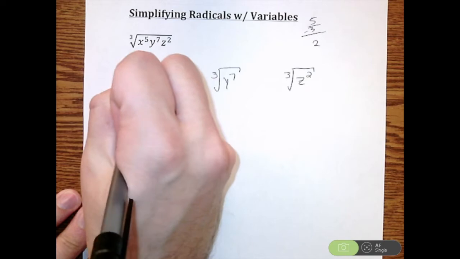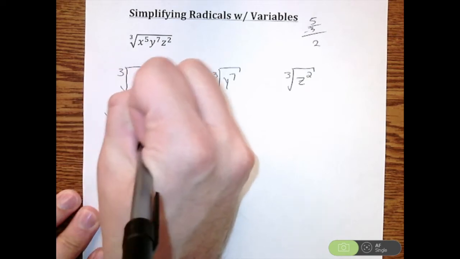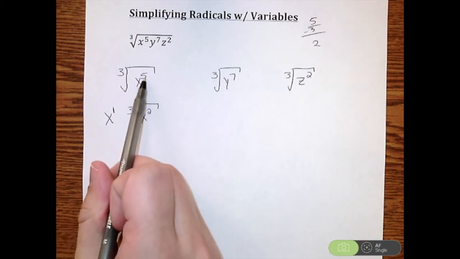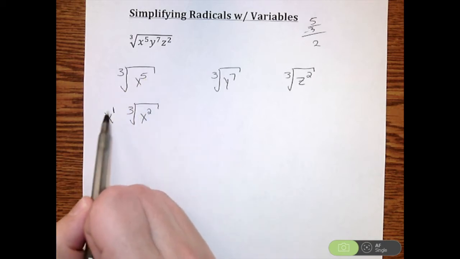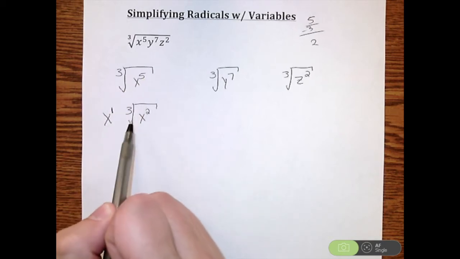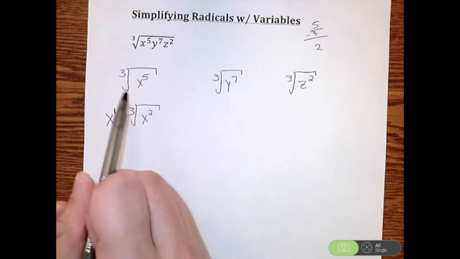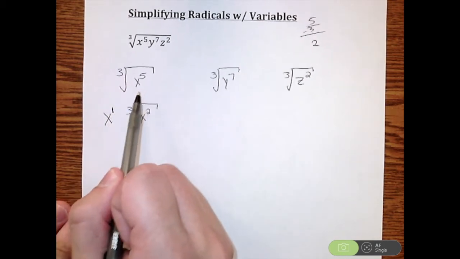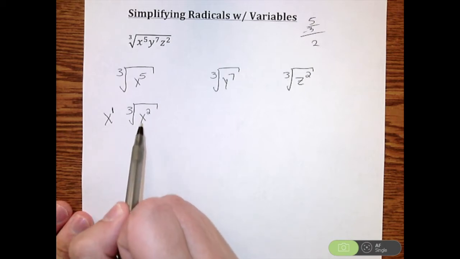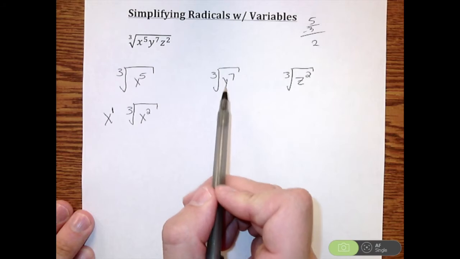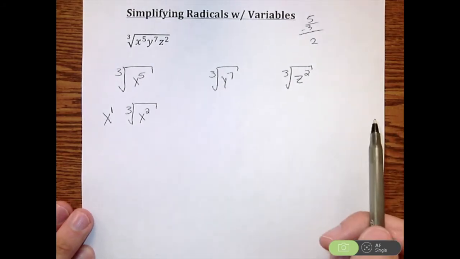Whatever the remainder is, we're going to leave that on the inside, and that's going to become the exponent on the inside. So whatever you can take out becomes your exponent for the variable on the outside of the root. Whatever your remainder is attached to the exponent on whatever variable is left on the inside. So if I simplify the cubed root of x to the fifth, I get x and the cubed root of x squared.